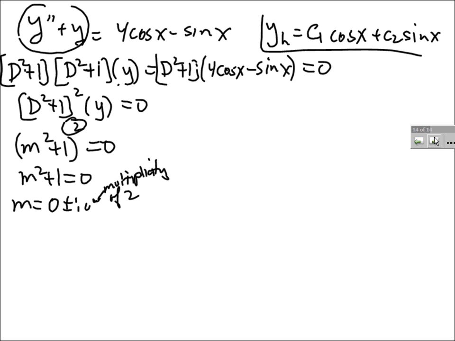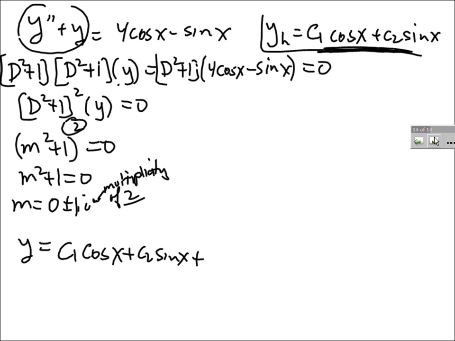You get that y is equal to c1 cosine x plus c2 sine x. And I rushed through that because I just did it up here. Rewind the tape to see how I got that. Plus, since it's multiplicity of 2, I multiply everything by x. I get c3 x cosine x plus c4 x sine x.